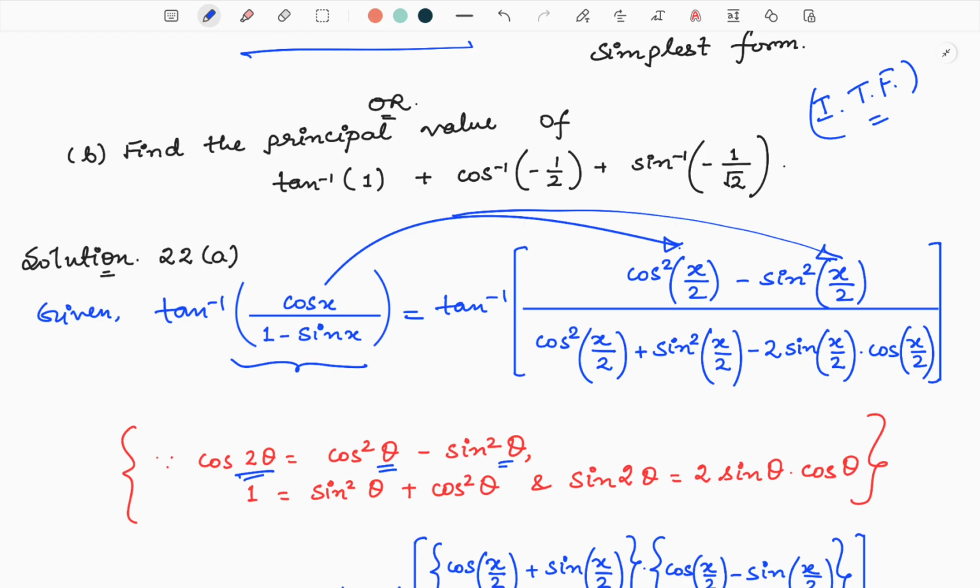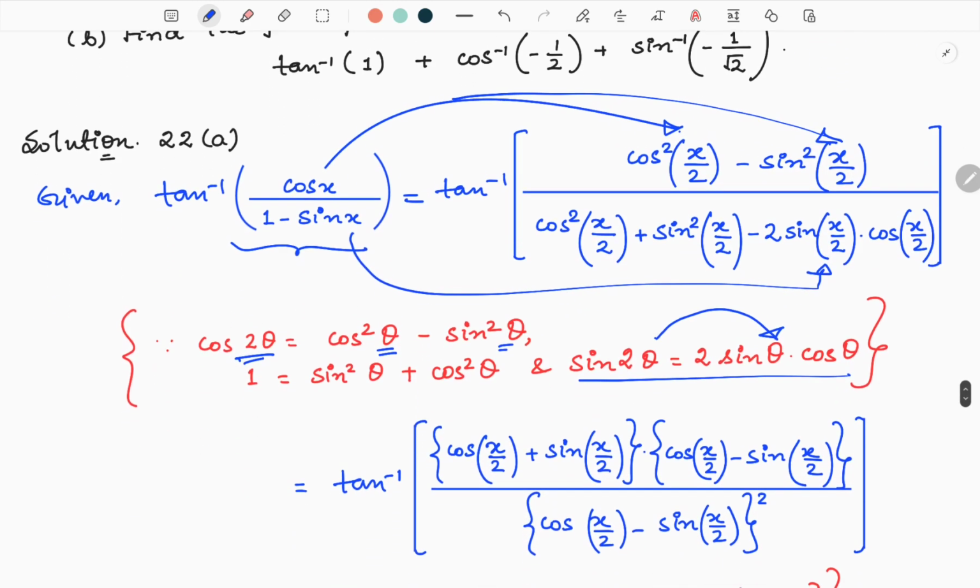So for making it a formula, you have to write cos square x by 2 plus sin square x by 2 only. And in the place of sin x, you can write 2 sin x by 2 cos x by 2 by using the formula sin 2 theta is equal to 2 sin theta cos theta. Again, you have to keep in mind when 2 theta is in LHS, you have to reduce half of that angle in the RHS. So half of x will be x by 2. That's what we have done here.